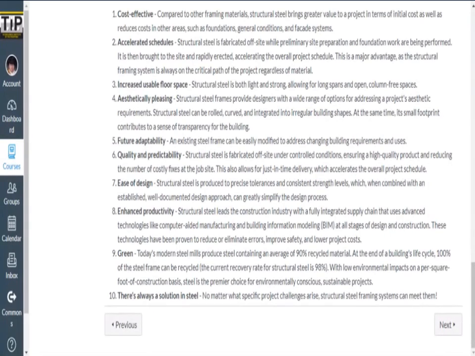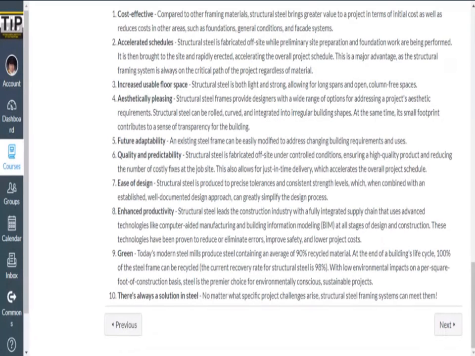Next, quality and predictability. Structural steel is fabricated off-site under controlled conditions, ensuring a high-quality product and reducing the number of costly fixes at the job site. This also allows for just-in-time delivery, which accelerates the overall project schedule. Concrete may also be fabricated offsite. We call them precast concrete. However, it is limited.